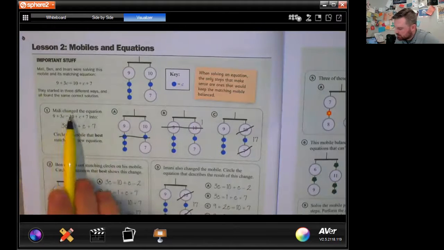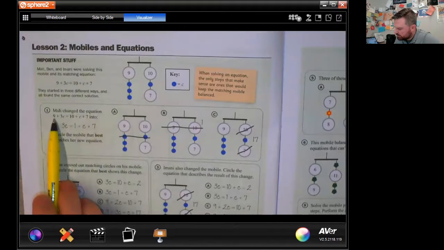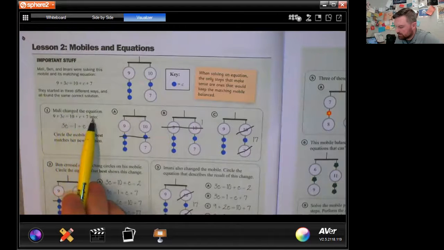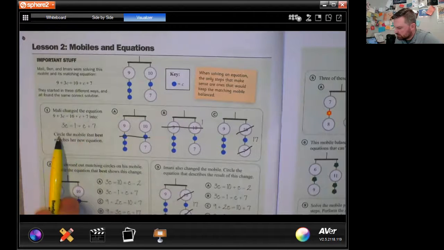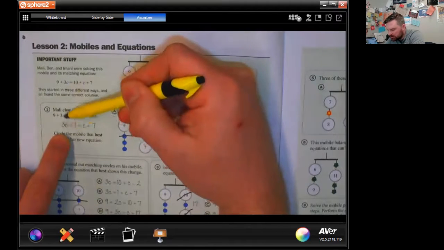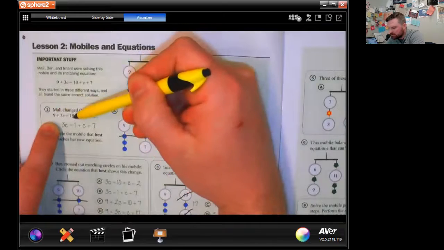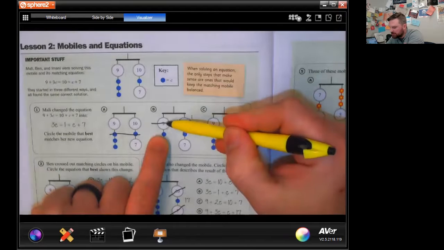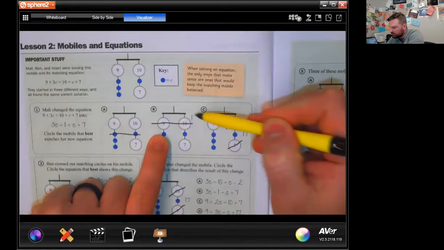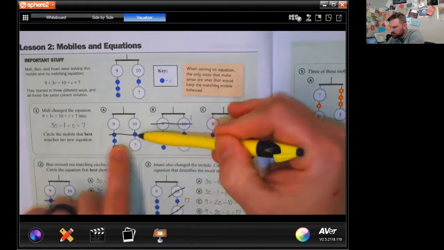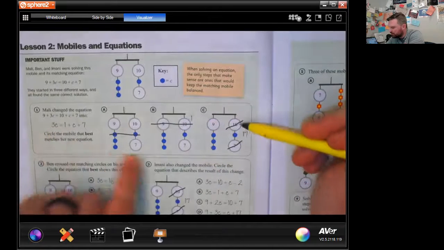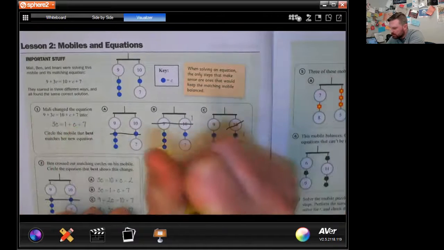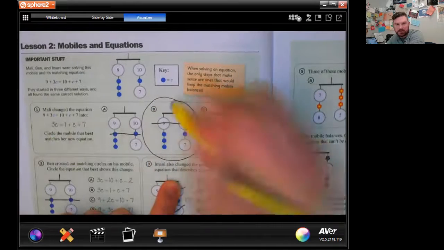So here it says, Miley, change the equation 9 plus 3c equals 10 plus c plus 7 into 3c equals 1 plus c plus 7. Circle the mobile that best matches the new equation. So it looks like she kept 3c here, so she got rid of 9. She subtracted 9 on both sides, which here, if you take 9 away from 10, you have 1 left over. Here they just canceled c's, which didn't happen here. And here they combined like terms, which we didn't do here. So B is the correct answer in this case.